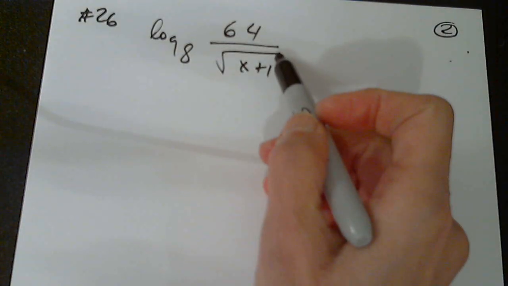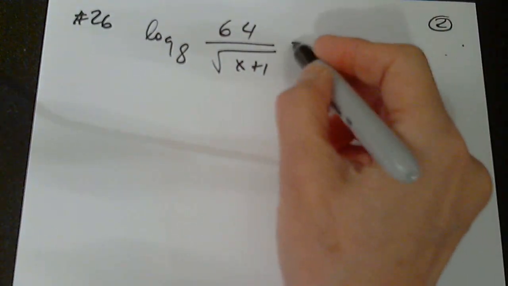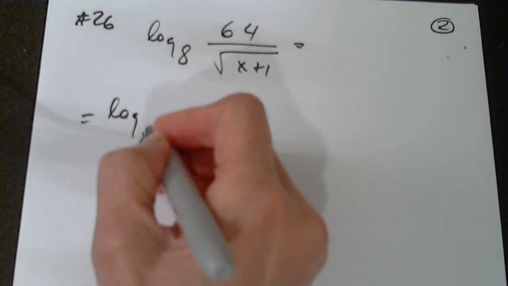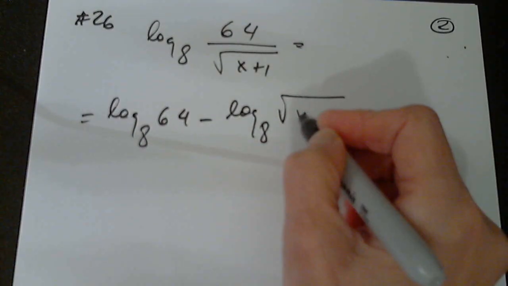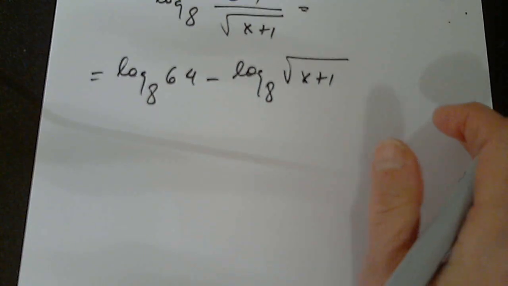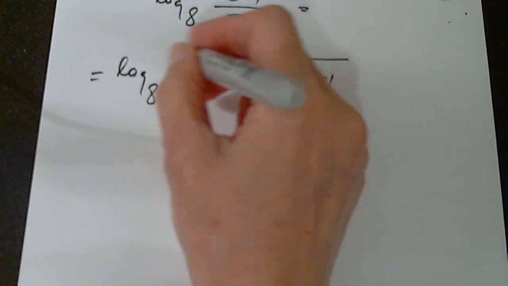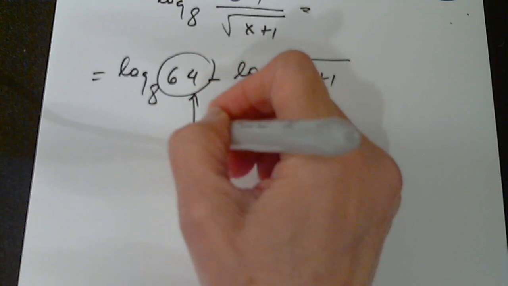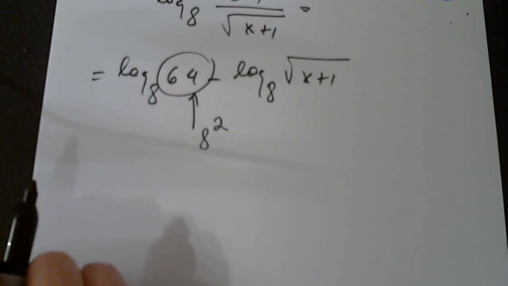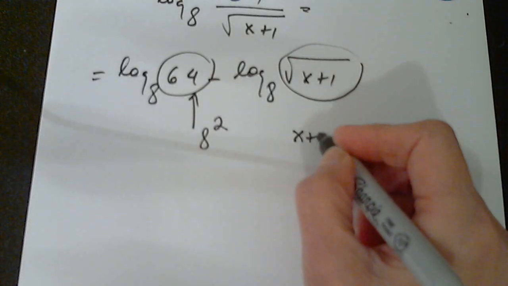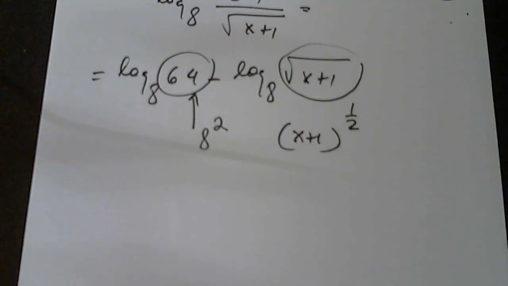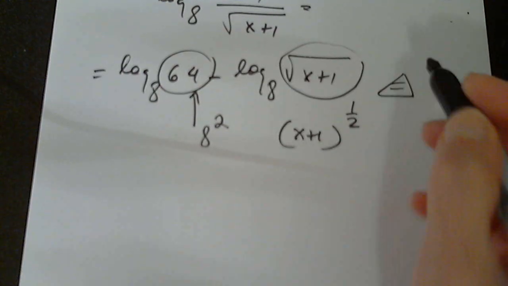Again, it's a ratio, so I have to apply the quotient rule, which means log base 8 of 64 minus log base 8 of the square root of x plus 1. Yes, I have to change 64 into 8 squared, and I have to change the square root of x plus 1 into x plus 1 raised to 1/2. The square root means power 1/2. So then I continue.